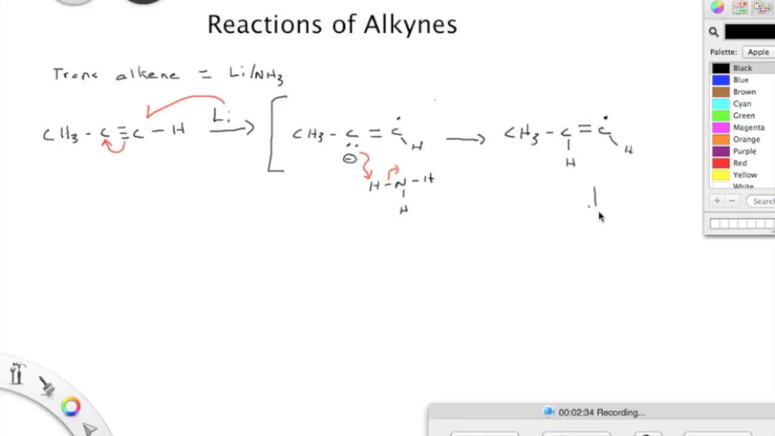And so now the next thing that can happen is lithium itself can donate another electron. Lithium is going to add here one more electron to give us a full minus charge. And this is then going to pick up another hydrogen from our ammonia that we have in solution.